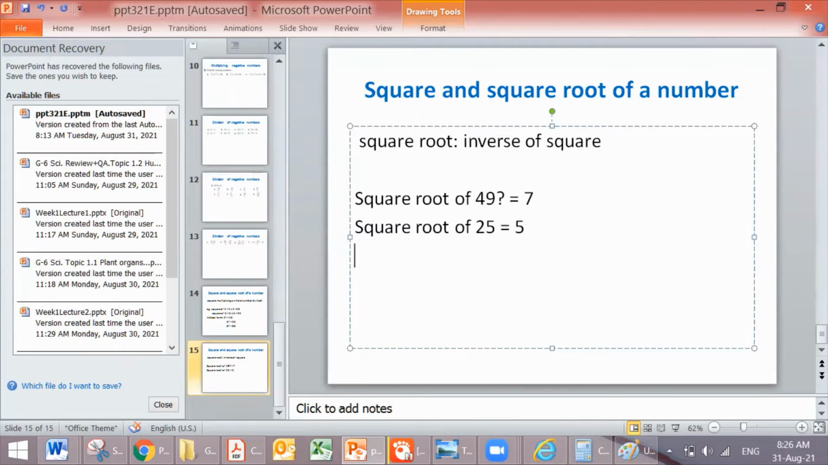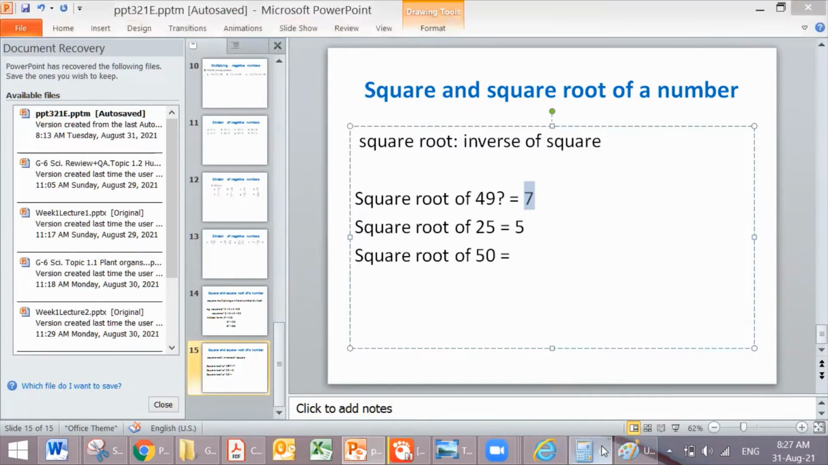For example, if I ask you what is the square root of 50, it is very hard for you to find it by your math, because 7 squared is 49, and 8 squared is 64. So 50 is between 49 and 64, so there must be some other number. There will be some numbers for which you will need the calculator.